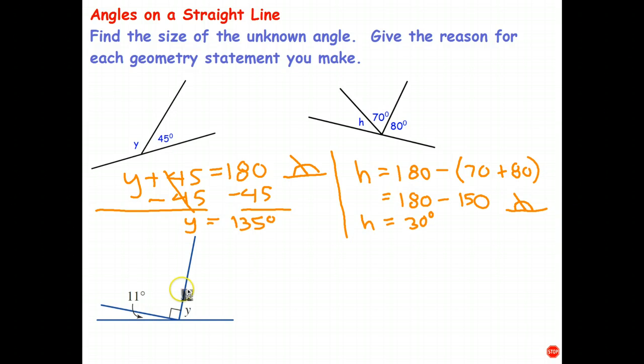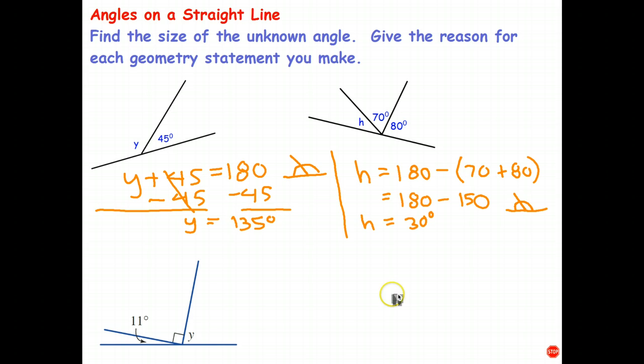Okay, welcome back, students. I'm just going to move that down a little bit so it's not quite so close to the question above it, or the solution above it. And we know that these three angles add to 180. That one there obviously is 90 degrees. So I can write y plus 90 plus 11 adds to 180.